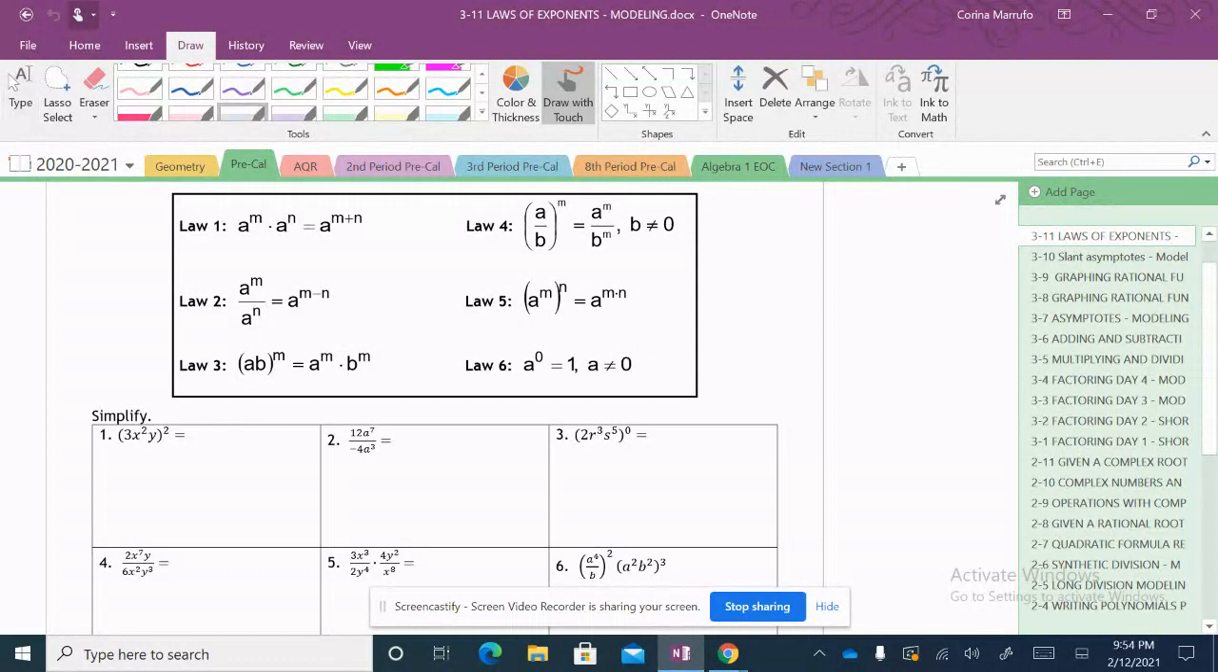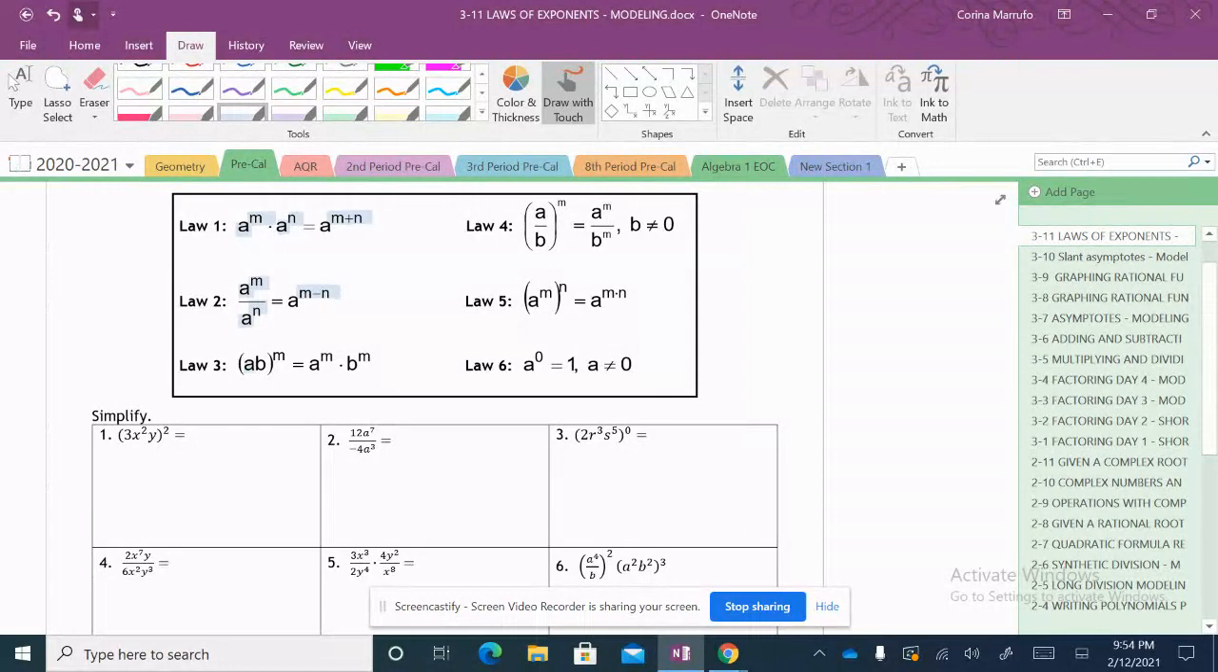When you're multiplying two numbers with the same base, this is considered a base, all you got to do is add up those exponents, so m plus n. When you're dividing, you need to make sure they do have the same base, or the same number. You're going to go ahead and subtract.